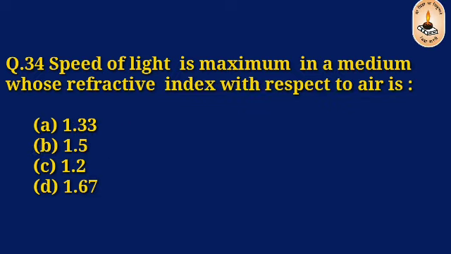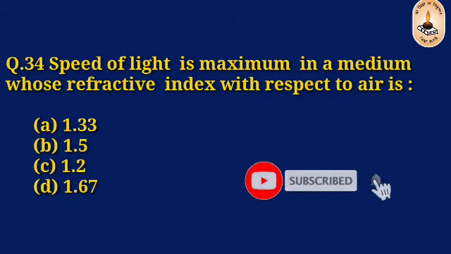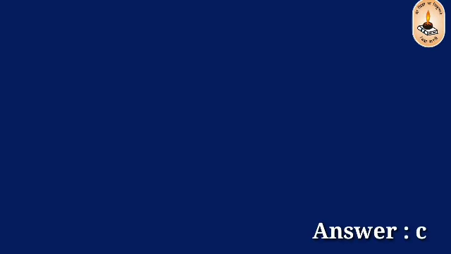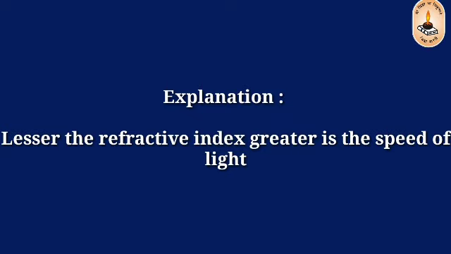Question number 34. Speed of light is maximum in a medium whose refractive index with respect to the air is 1.33, 1.5, 1.2, 1.67. The right answer is C, 1.2. Explanation: lesser the refractive index, greater the speed of light.